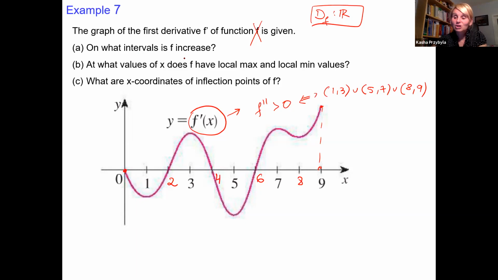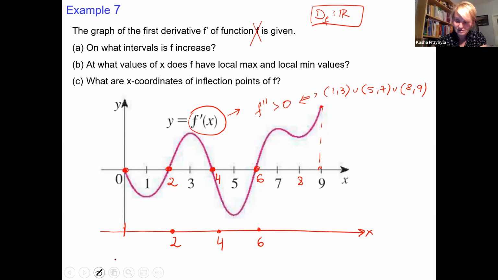That means the function will be increasing if the first derivative is positive. Do you know the easiest way is to do the test? 0, 2, 4, 6 are the critical points. And we can see between 0 and 2, the first derivative, I can use green color, is negative. Between 2 and 4 is positive. Between 4 and 6, negative, and then positive.